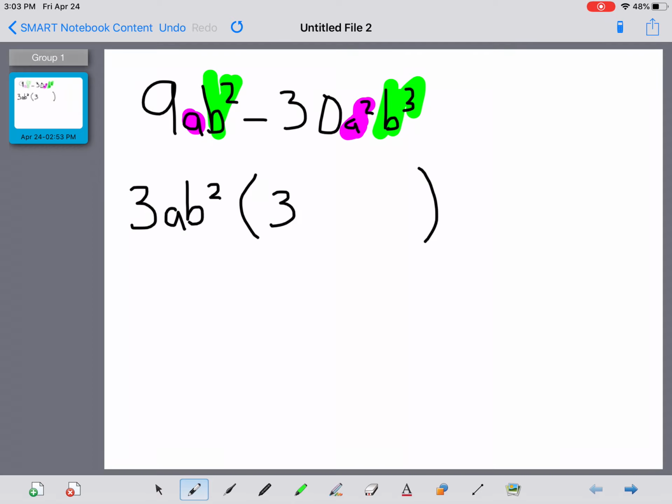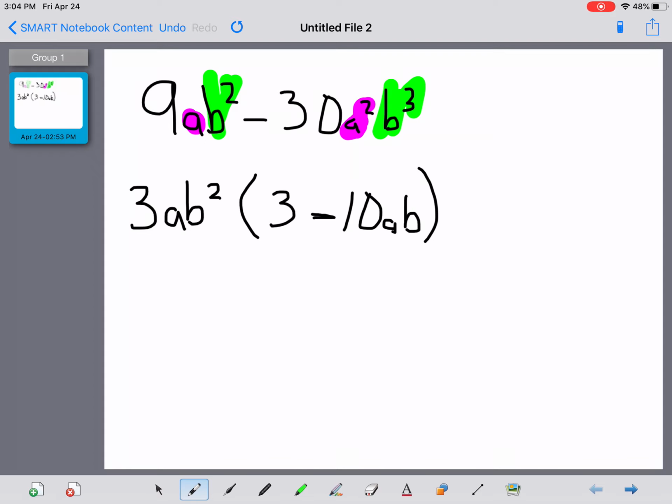Now to go from 3ab squared to minus 30a squared b to the third, it's going to be minus 10. Now to go from a to a squared, I need to multiply it by a. And to go from b squared to b to the third power, I need to multiply it by b. So in factored form, it's going to be 3ab squared times (3 minus 10ab).